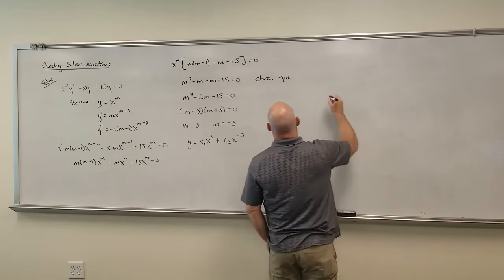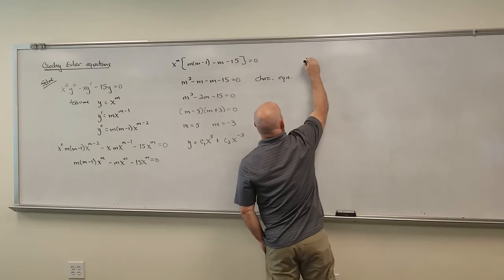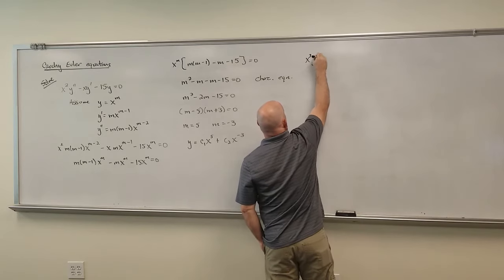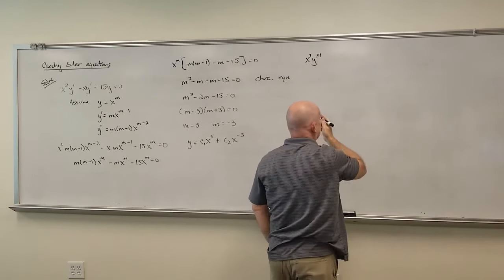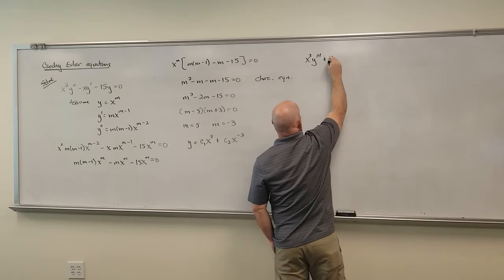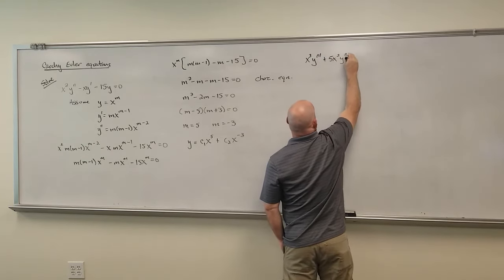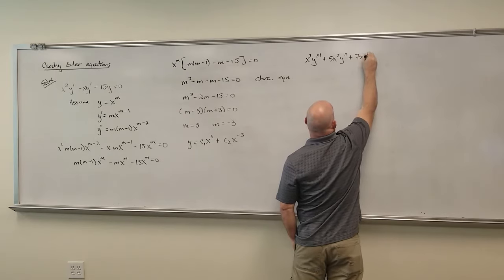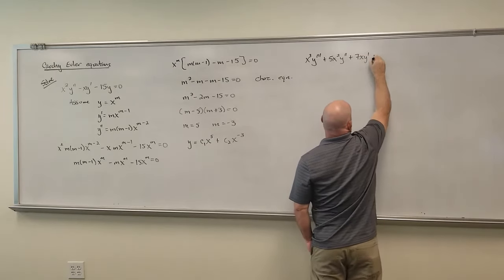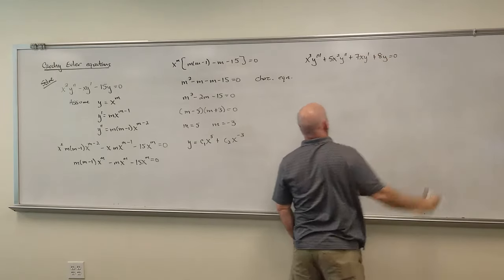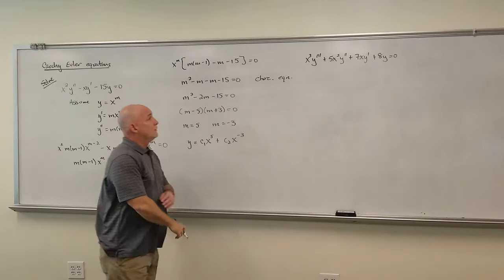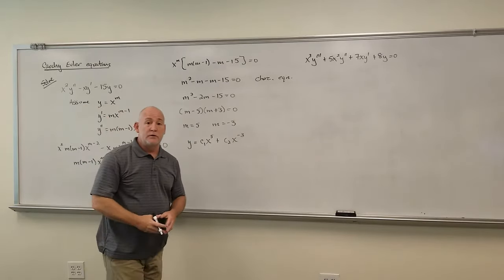Let's do it a little bit harder. Let's say I have x to the third y triple prime plus 5x squared y double prime plus 7x y prime plus 8y equals 0. Okay, this is a third order linear differential equation.